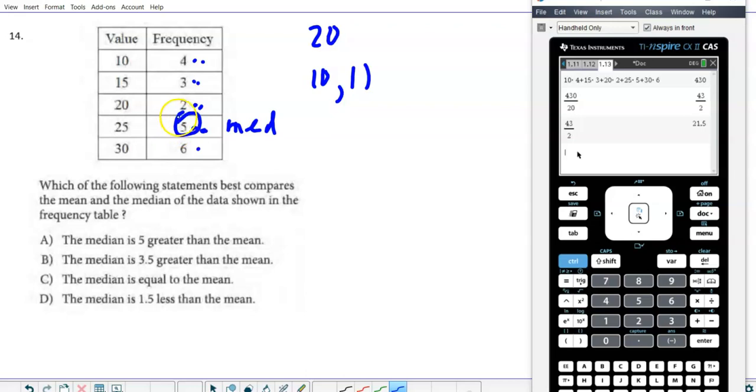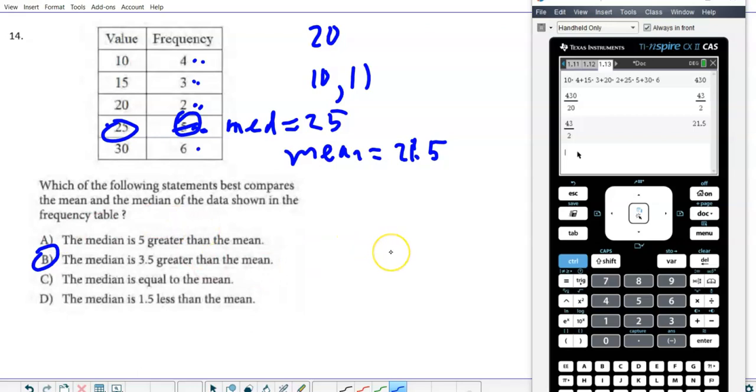Median is not 5. The median is 25. That makes a lot more sense. Sorry, there are 5 25s. The median is definitely 25. Okay, so the median is 25, and the mean is 21.5, which is 3.5. The median is 3.5 greater than the mean. That's true. Median is 3.5 greater than 21.5. Okay, just different ways. I think we got 3.